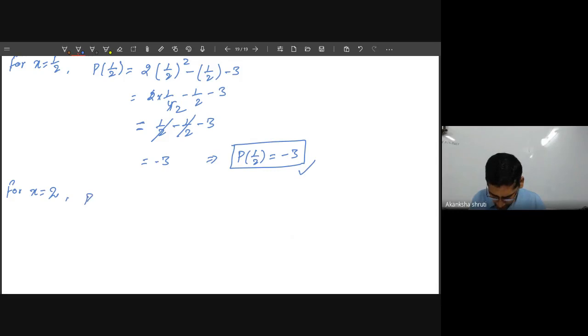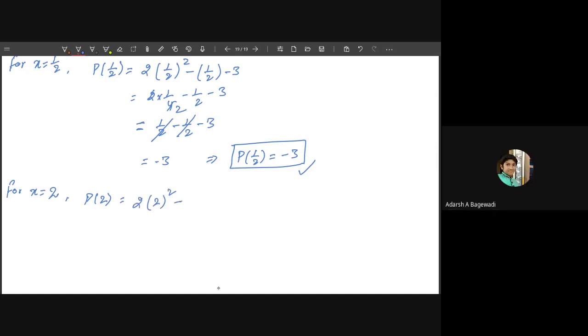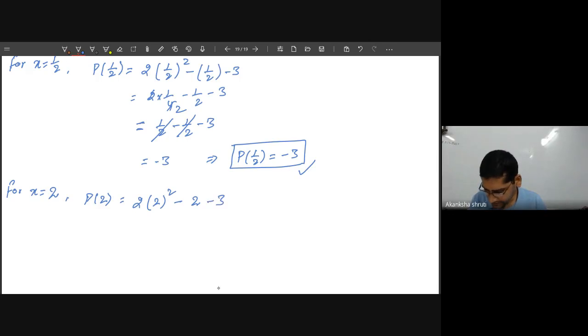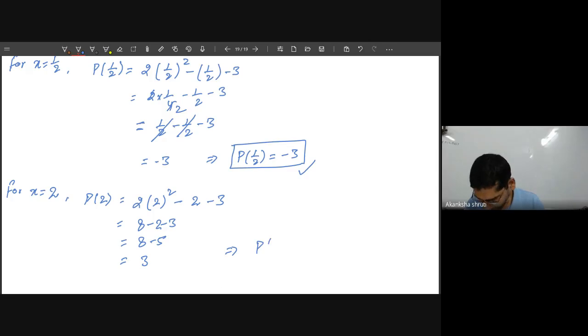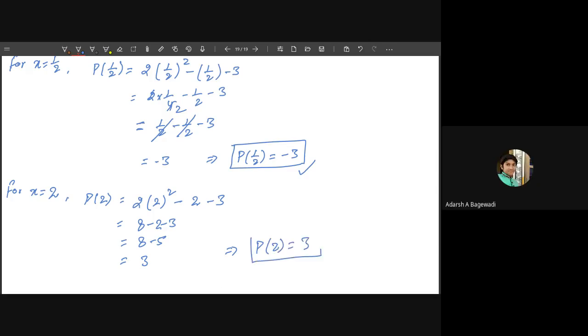For x equals 2, what is the value of the polynomial? You just have to substitute the 2 here. So 2 into 2 squared minus 2 minus 3. So 2 squared is 4, 2 fours are 8, minus 2, minus 3. Ultimately it is 8 minus 5, so we are getting 3. Very interesting. P of 2 we are getting is 3.